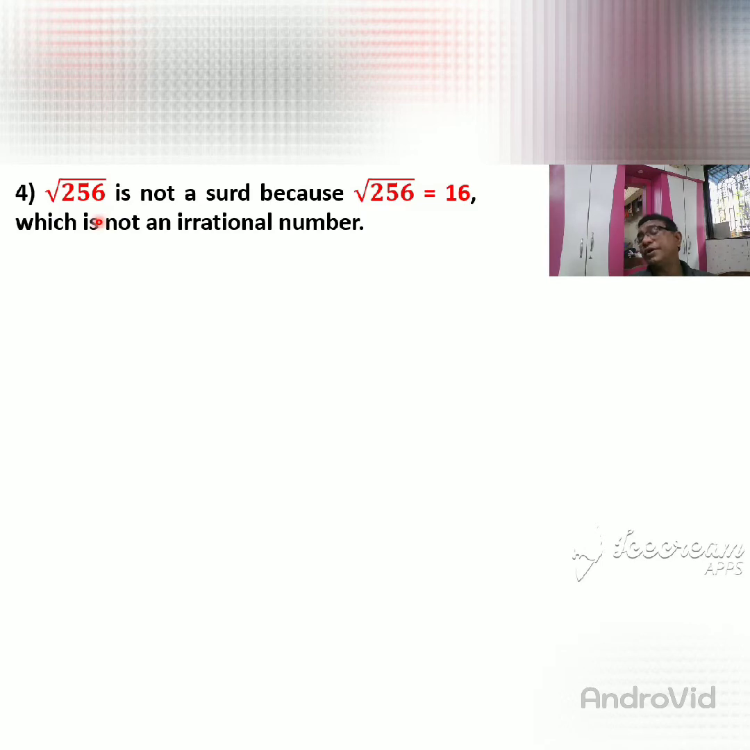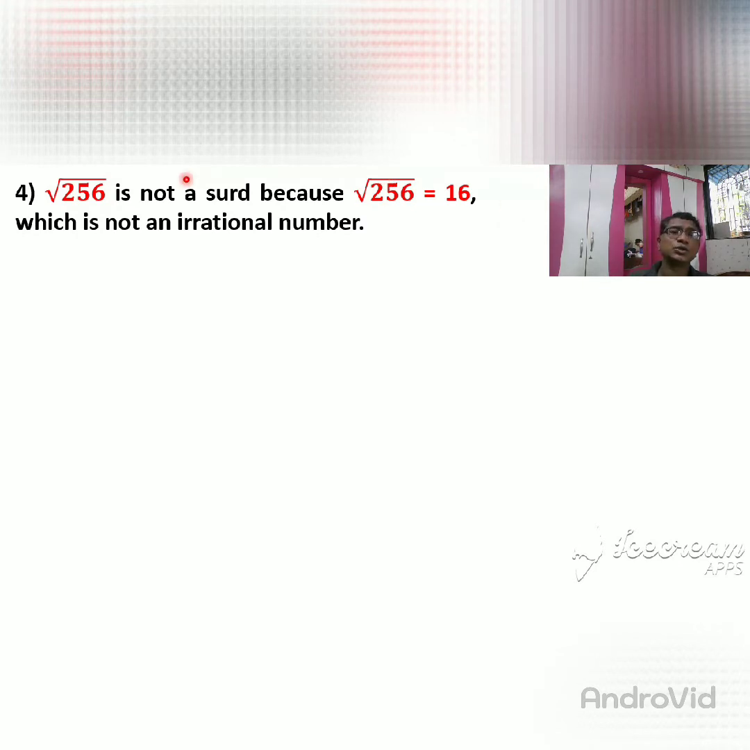What is the square root of 256? 16. See, here it is 16. So we can find the square root of 256. That is 16. So it is a rational number. If it is a rational number, then it is not a surd. Very simple. When the number is rational, it is not a surd. When the number is irrational, it is a surd. Any doubts? If the number is irrational, it is a surd. But if the number is rational, it is not a surd.